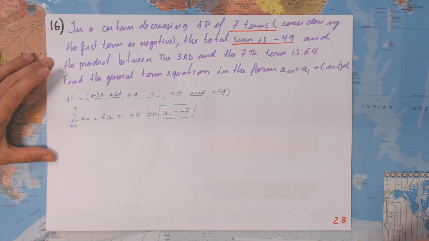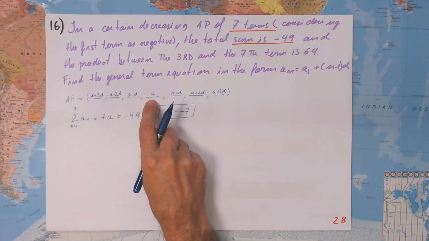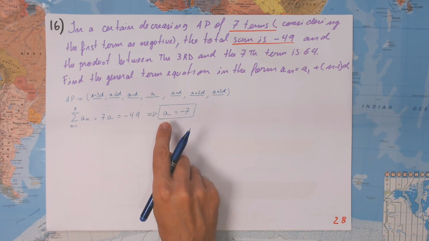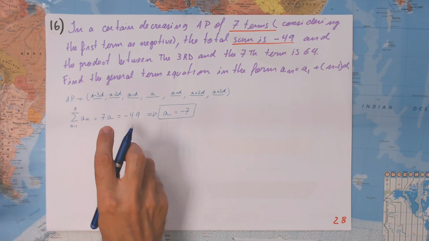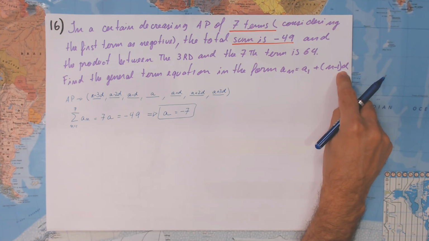But now, since we already have the middle term, how can we get A1? Well, we don't know. We don't have A1. We don't have the common difference.